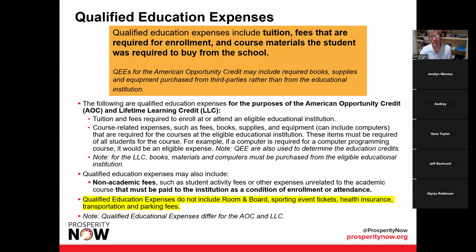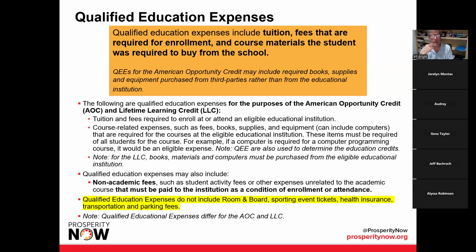Qualified expenses, there's a lot of verbiage here, but the important thing is that qualified expenses are tuition, fees that are required for enrollment, and course materials the student was required to buy from the school or bought somewhere else to satisfy the requirements. So in other words, buying books at the school bookstore or buying them online counts just the same. Other things that you could include in there, things like a laptop. The student is an art major, a lot of art supplies. All of that is eligible.